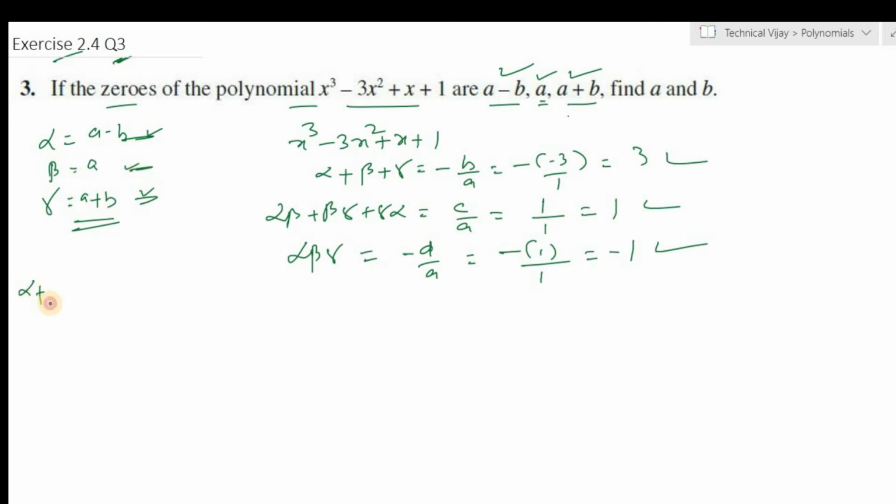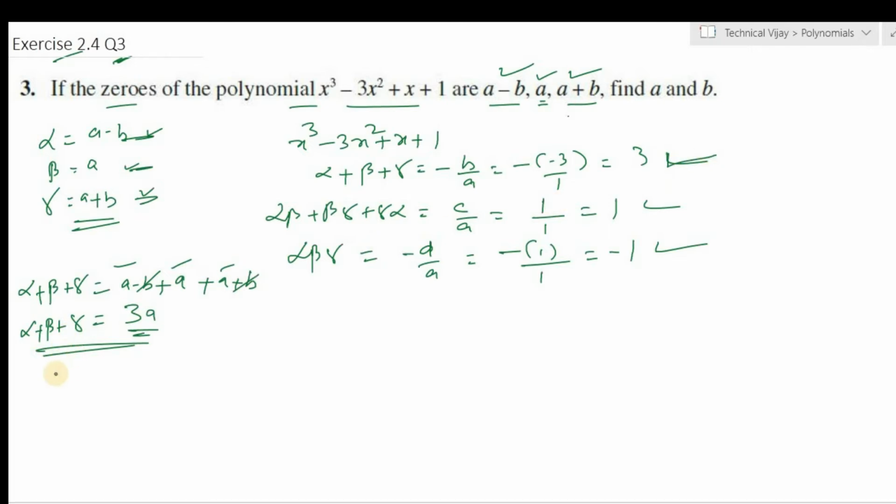So here alpha plus beta plus gamma also we will calculate here, that is a minus b for alpha, a for beta, a plus b for gamma. So here a and a, this is 3a, and b gets cancelled. So this is alpha plus beta plus gamma. So here alpha plus beta plus gamma is equal to 3a, and here also alpha plus beta plus gamma is equal to 3. So this we will equate: 3 is equal to 3a. So a is equal to 1. This we got.